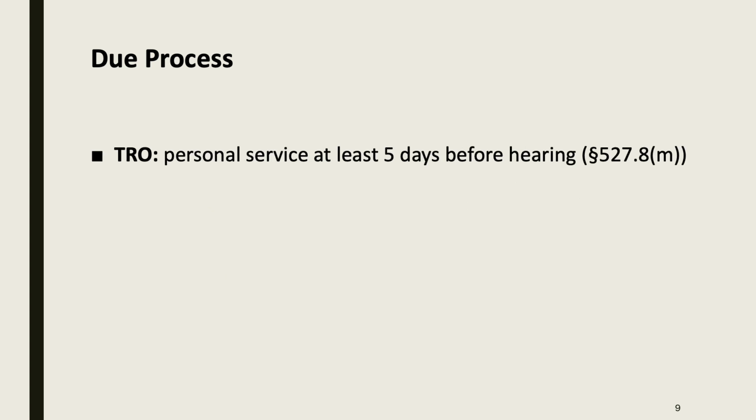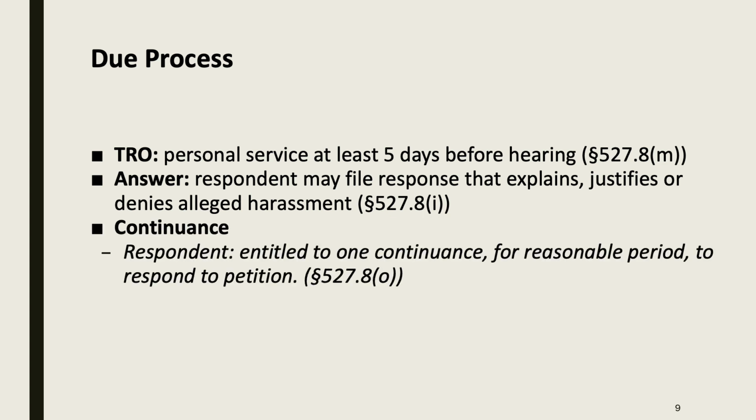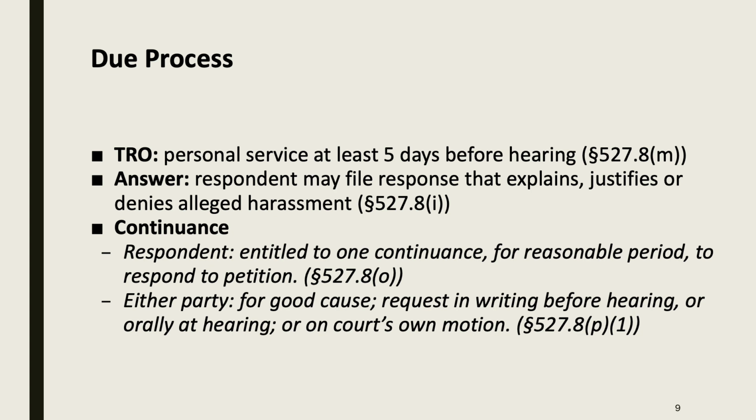Due process is pretty much like the civil harassment restraining order. It requires personal service on the respondent at least 5 days before the hearing, and the respondent may file a response that explains or justifies or denies the alleged harassment. Again, if the respondent hasn't had sufficient time to answer, they're entitled to one continuance for a reasonable period to respond to the petition, and either party may request, either in writing or orally, or it can be granted on the court's own motion, a continuance for good cause.